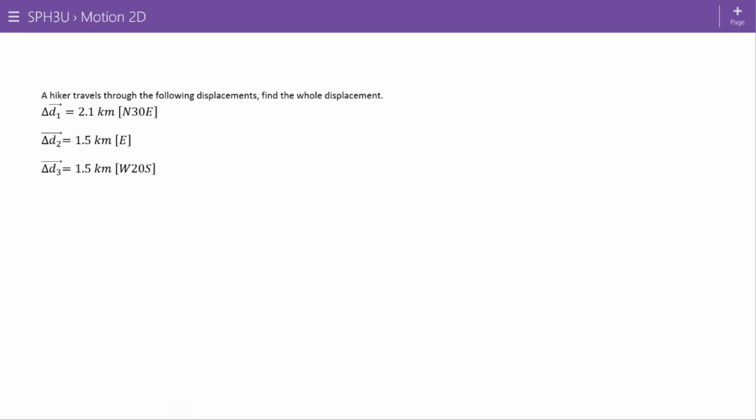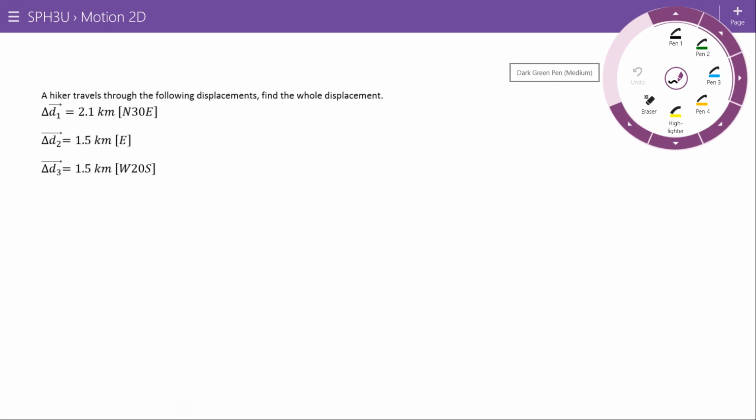Okay, this is going to be a displacement example with 3 different displacements here, and I'm going to use the component method to find the total displacement. Just going to do a little diagram here. I'm going to give each of these displacements their own little color, and that way we can hopefully keep them straight. So 2.1 kilometers north, 30 degrees east.